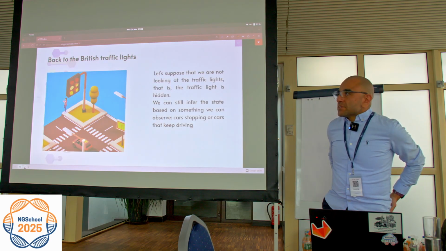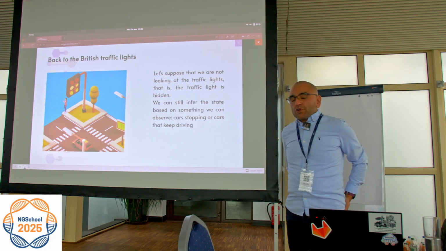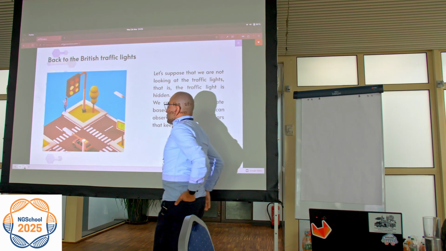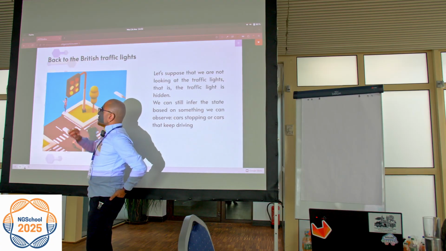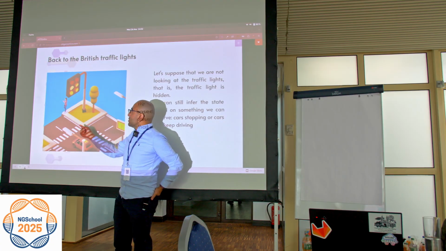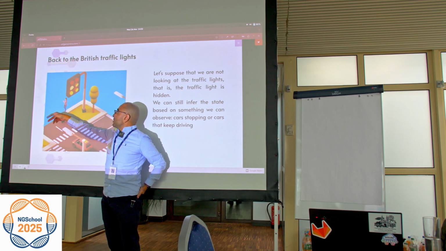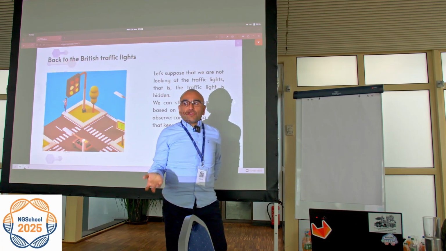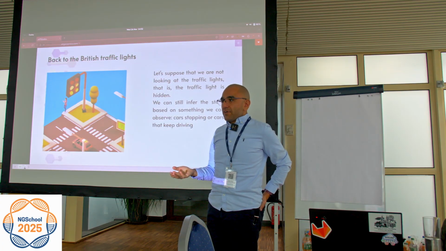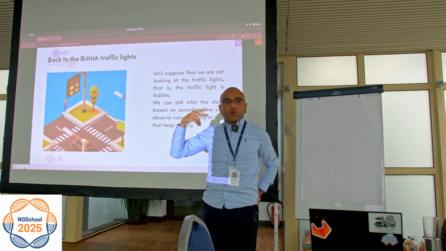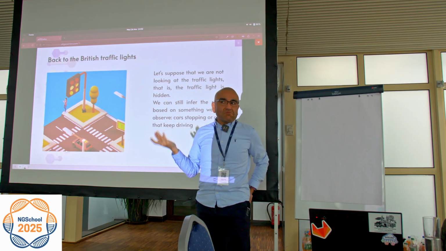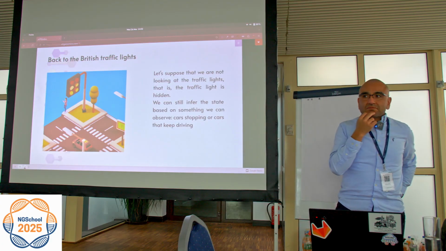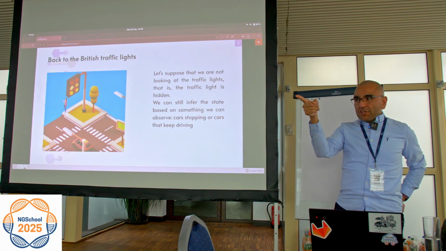But what happens when we don't really see what is going on? In this example, we have this lady here, and she is looking in this direction, but she's not looking at the traffic lights. Do you think she can tell whether the traffic light is changing from one color to the other? Yes? No? Why not? Why yes? She can look at the cars.